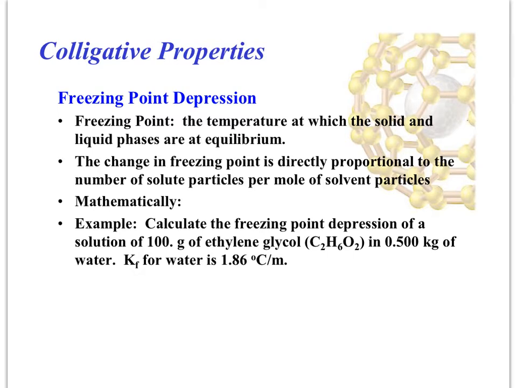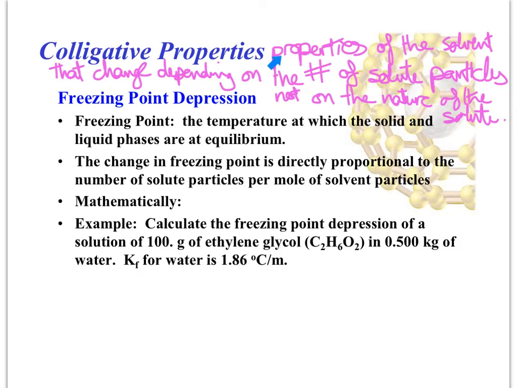So let's write that down. So they are properties of the solvent that change depending on the number of solute particles that there are, not on the nature of what the solute is. So it depends on the concentration or the number of particles, not on what the solute nature is. And the first property that we're going to look at is the freezing point. Freezing point of a pure solvent will change if you add some solute particles to it. And so let's talk about the details of that.